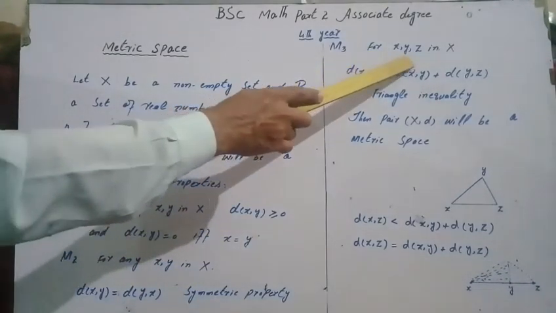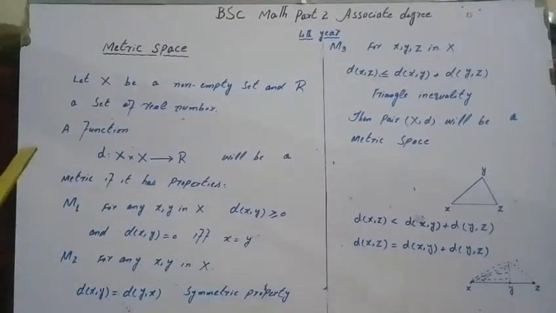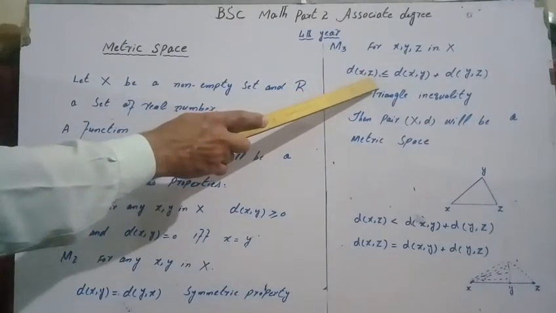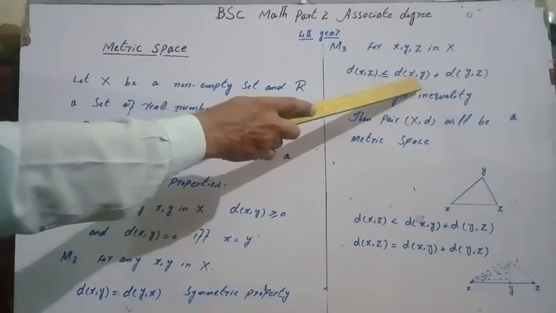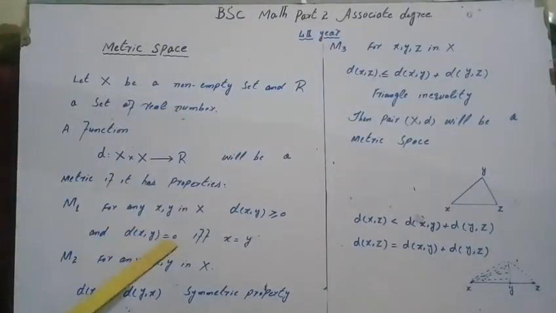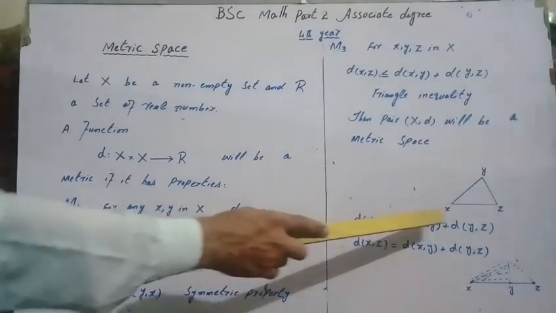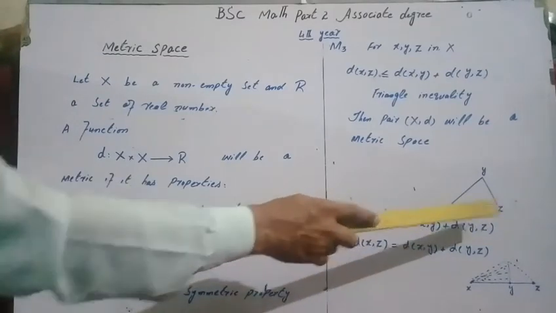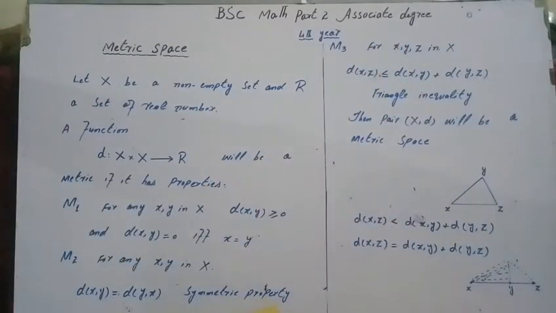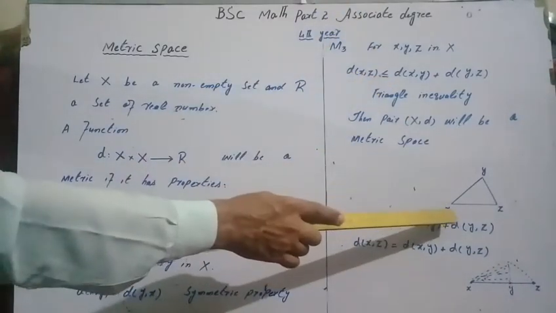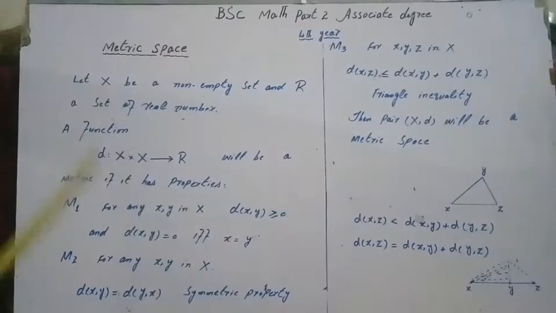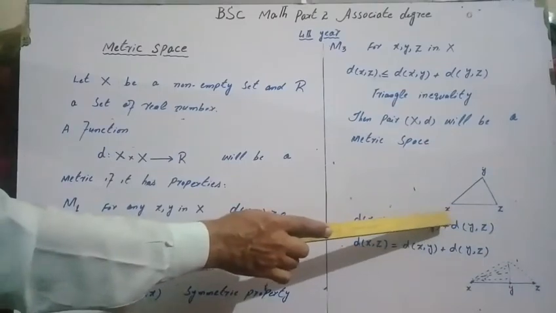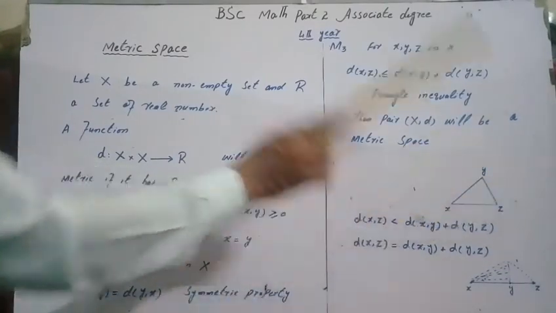M3: for x, y, z in capital X, for any three points belonging to X, d of x and z, the distance between x and z, is less than or equal to the distance between x and y plus the distance between y and z. That is the triangle inequality. Triangle inequality means here x, y and z: the distance between x and z will be less than the distance between x to y and y to z. Very clear from the figure, the distance between x and z is less than the distance between x and y plus the distance between y and z.